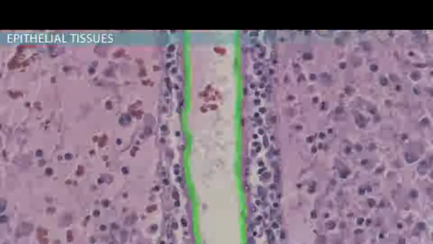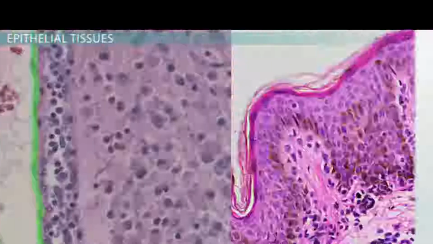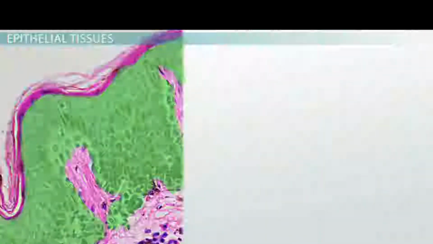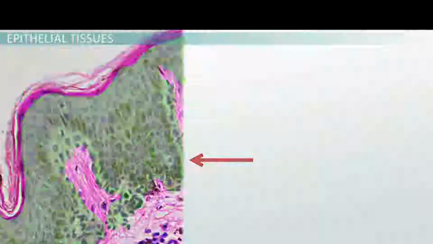They can be as simple as a single layer of very flat cells, like the epithelial cells right here that line this blood vessel, or they can be a very complex mix of cells of different shapes and composition, like all of these epithelial cells of the human skin in this picture here. Epithelial tissues can also serve several functions.